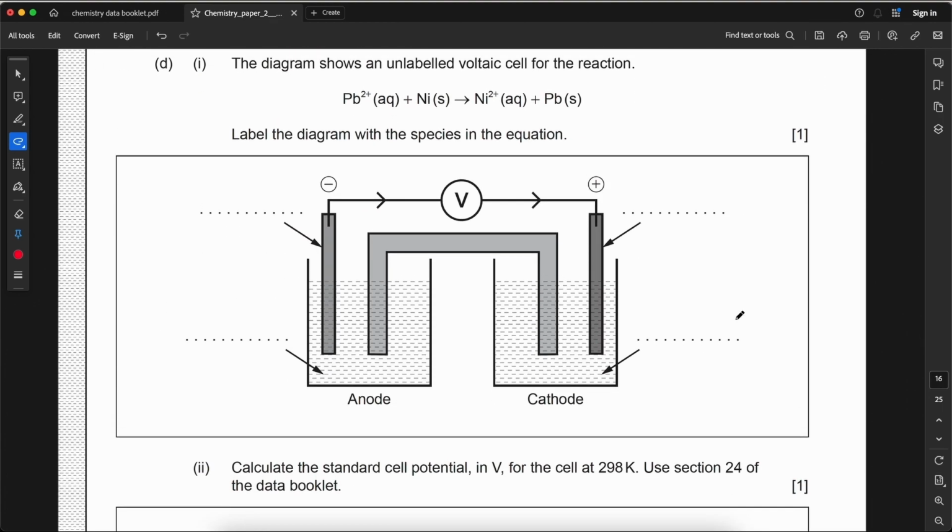The diagram shows an unlabeled Voltaic cell for the reaction Pb2+ plus Ni produce Ni2+ and Pb. Label the diagram with the species in the equation. Ni, nickel, is more reactive than Pb. Therefore, Ni will experience oxidation. Oxidation is at the anode. So Ni will be here, and Ni2+ is the solution. Therefore, here is Pb, and this will be Pb2+. So here we'll have oxidation, and here it's reduction.